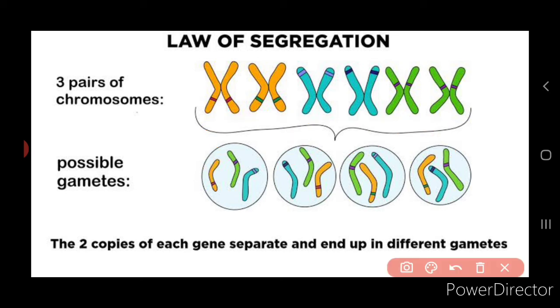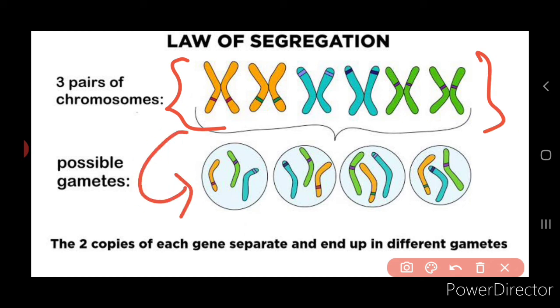So when they enter into this pair of chromosomes, which consist of the genes, they enter into the gametes separately. They separate out and enter so that each enters into each gamete, and you will get the different possibilities, right? So the two copies of each gene separate out and end up in different gametes, right? So this is called the law of segregation.